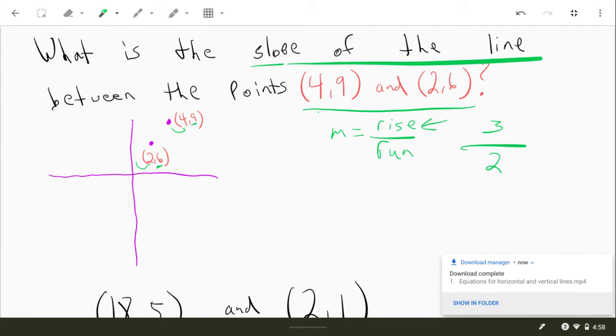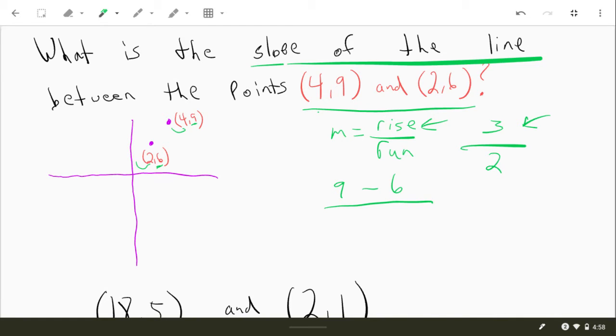Now, algebraically, the way that you would do this is the top number of the fraction is just subtracting the y values. Here we did 9 minus 6, and that's how we got our 3. And then to get the 2, we subtracted the x values on the bottom. We did 4 minus 2. And that's how we got the 3 over 2.